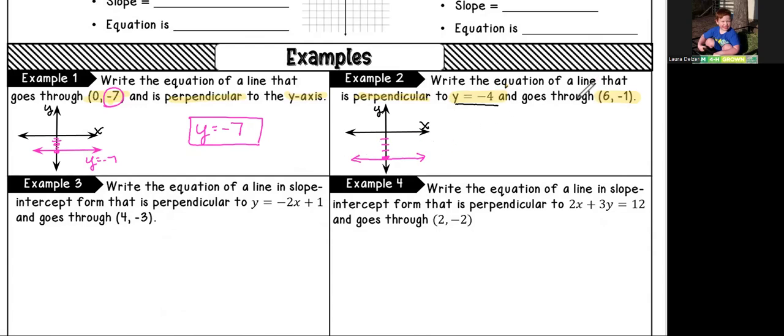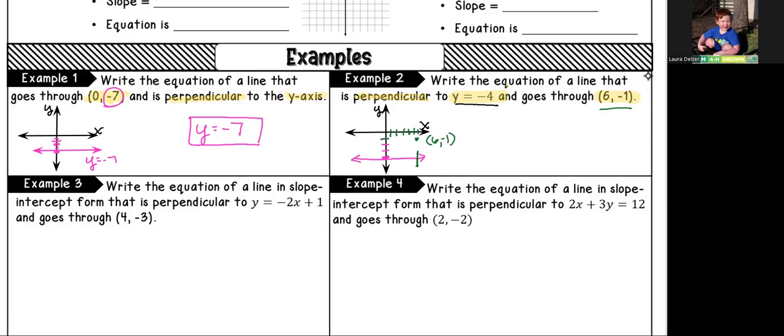And so this is my y is -4. And then we want to go through this point here. Let me get a different color here. So it's wanting to go through 6, -1. So you know what I'm going to do? I'm going to just kind of draw this out so that I have a picture here. So my 6, -1 is here. The line that is going perpendicular to this and going through that point is going to be right here.